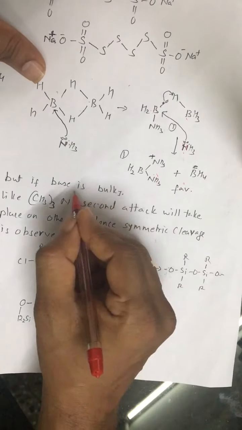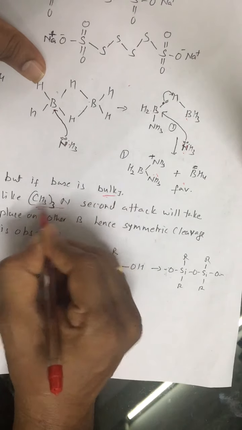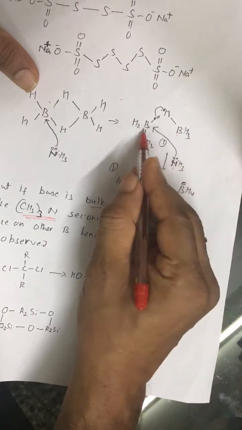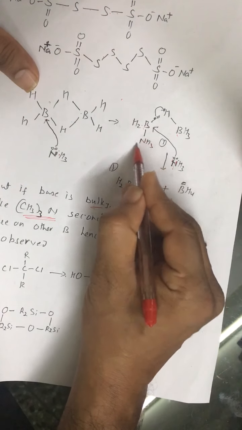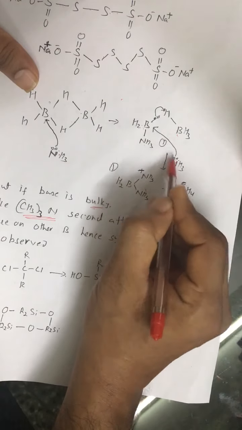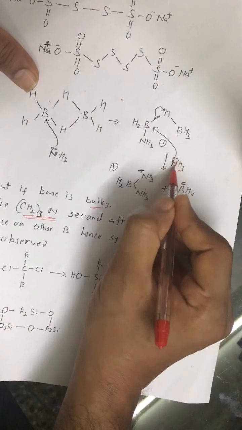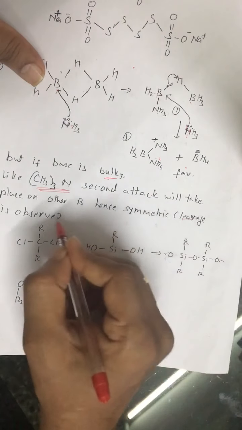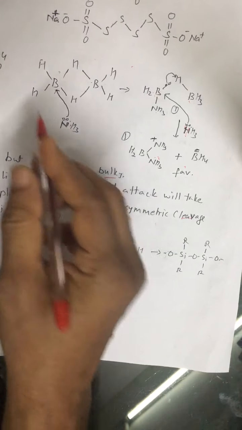But if you use a large bulky base, that is (CH3)3N, the second attack will not take place at this boron, because this will be (CH3)3N. So there is large steric repulsion. So it always attacks on the second boron. That is, symmetrical cleavage occurs with (CH3)3N. So in 74 the correct answer is the fourth option, that is none of these. We don't have that option.